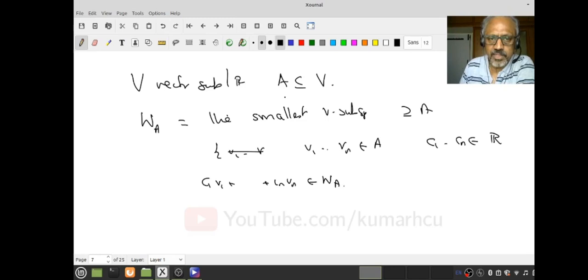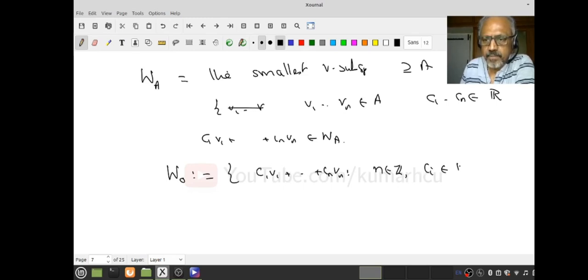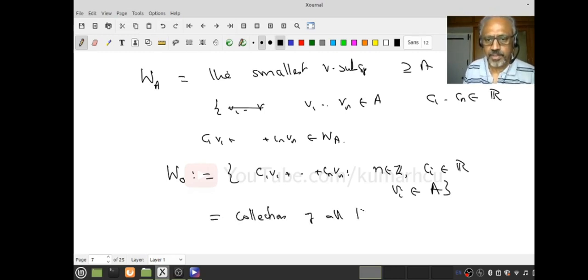This could be any collection. I am not assuming A is finite, right? Now if you look at this collection, call it W0, the collection of all elements of the form c1 v1 plus cn vn, where n is over all integers and the ci's are scalars and the vi's are elements of A. That is all possible finite. What is this? This is the collection of all possible finite linear combinations.